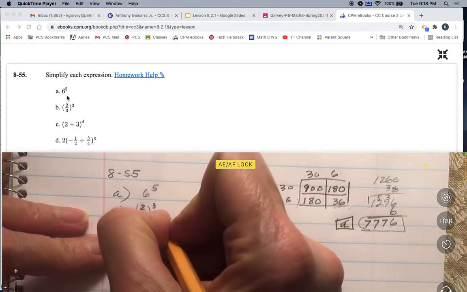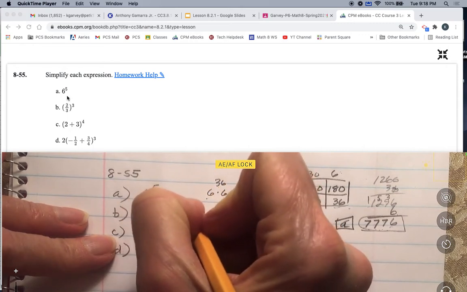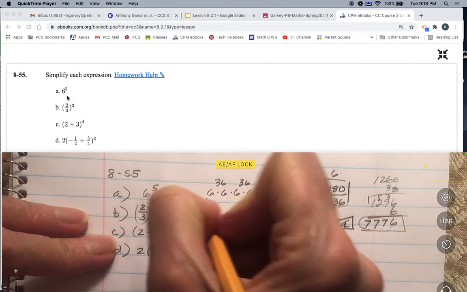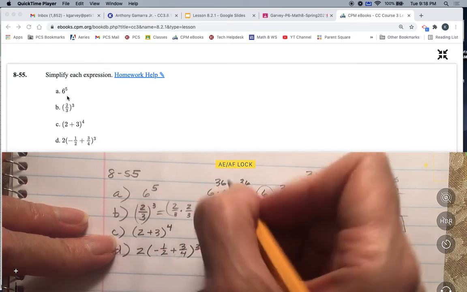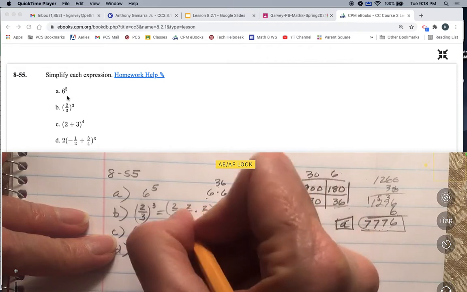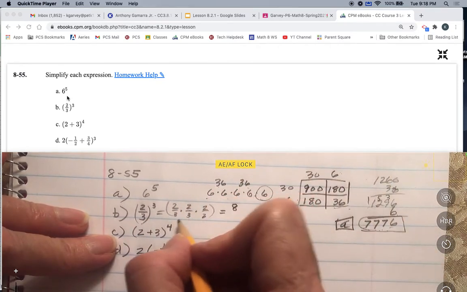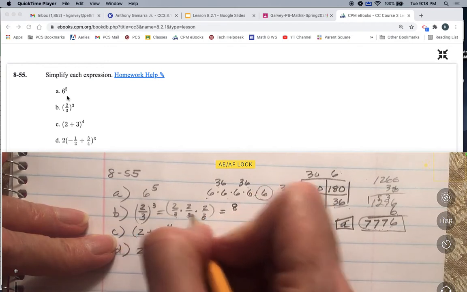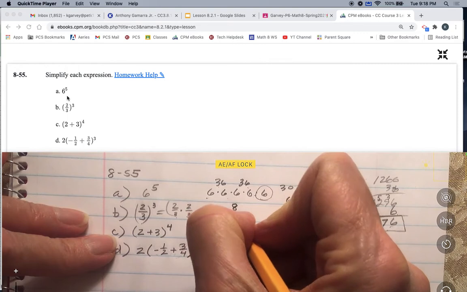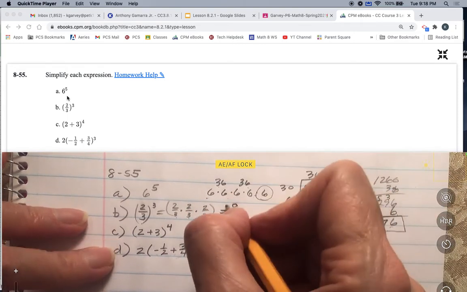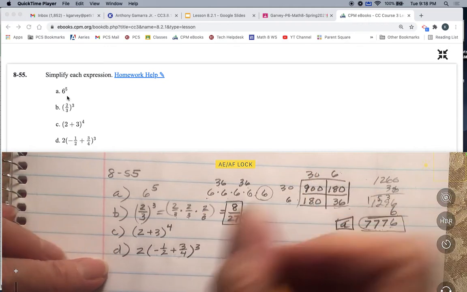Okay, let's look at the next one, which is 2/3 to the 3rd power. In this case, that's going to be equal to 2/3 times 2/3 times 2/3. If we just multiply these across, 2 times 2 times 2 is 8. And 3 times 3 is 9. 3 times 9 is 27. And so that's what this one will be equal to.